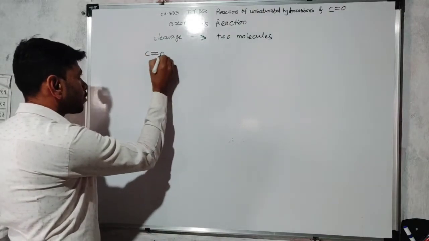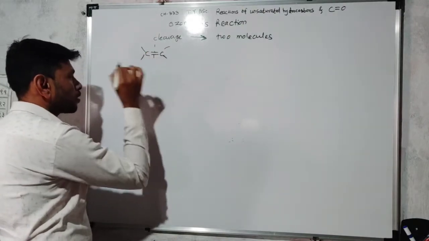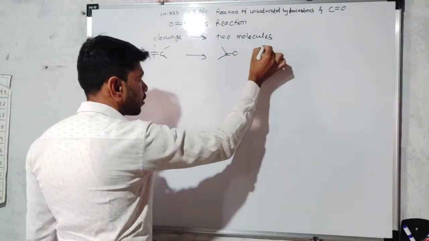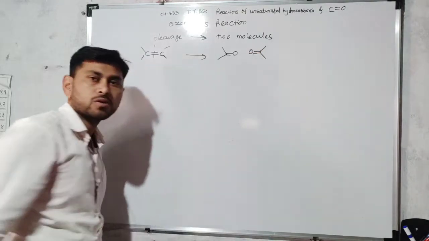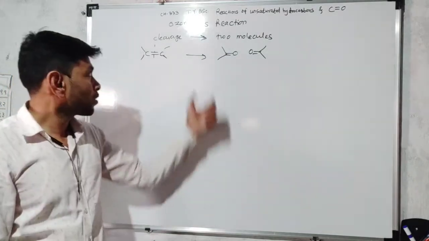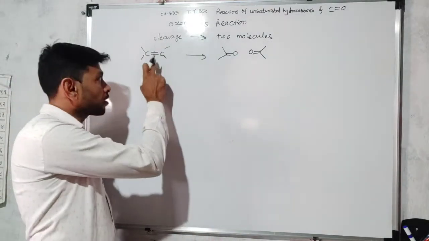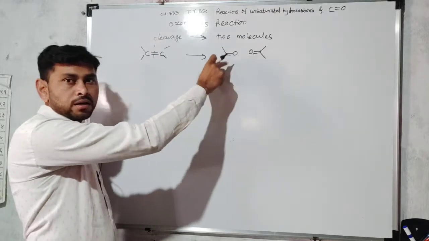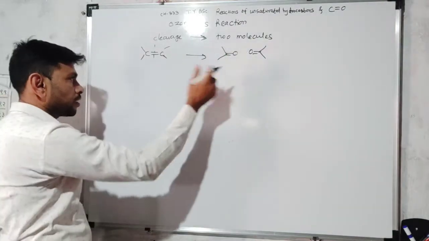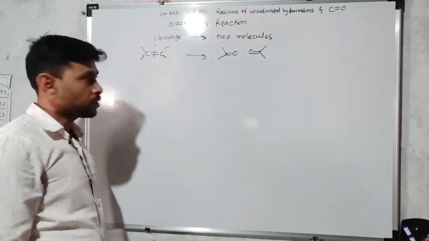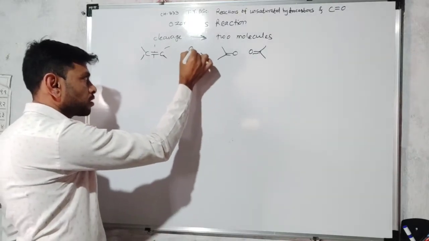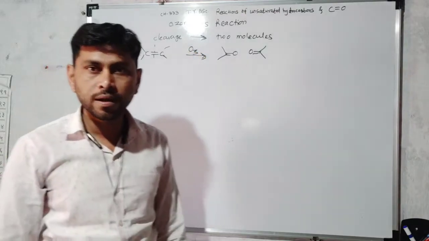So the carbon-carbon double bond is completely cleaved, and two different kinds of molecules, or maybe the same molecules, are formed. So it is completely a cleavage reaction. Ozonolysis is the reaction in which the carbon-carbon double bond is completely cleaved and yields two different products. The classical reagent for this ozonolysis is ozone, O3.